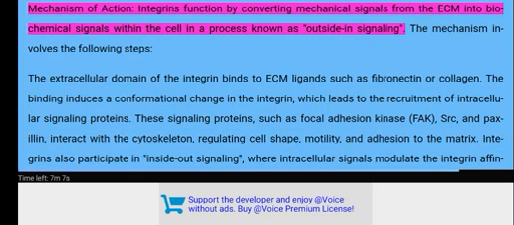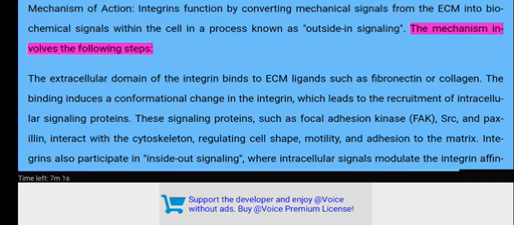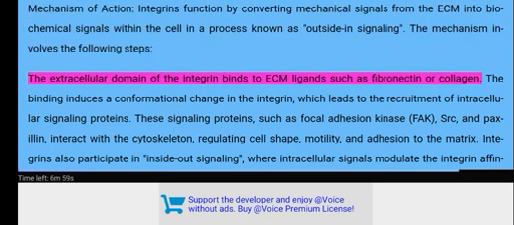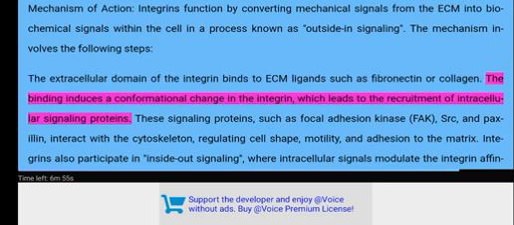Mechanism of action. Integrins function by converting mechanical signals from the ECM into biochemical signals within the cell in a process known as outside-in signaling. The mechanism involves the following steps. The extracellular domain of the integrin binds to ECM ligands such as fibronectin or collagen. The binding induces a conformational change in the integrin, which leads to the recruitment of intracellular signaling proteins.